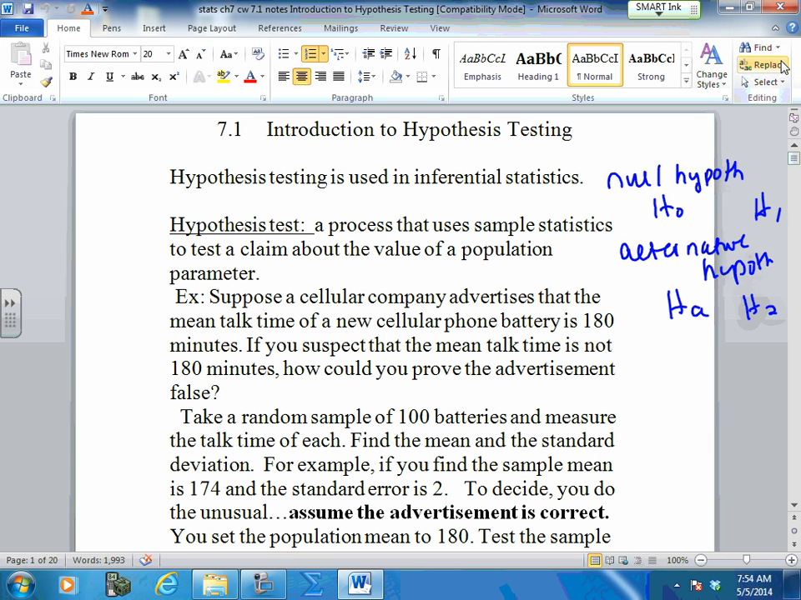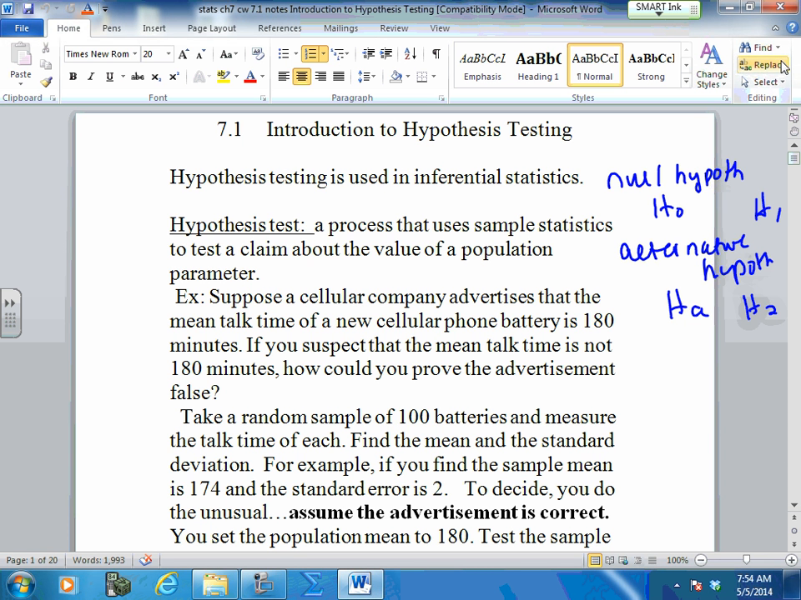Here's another good example. For instance, suppose the cellular phone company advertises that the mean talk time of their new cell battery is 180 minutes. You suspect that the mean talk time is not 180 minutes. That's 3 hours. You're not getting 3 hours out of your phone battery. So how could you prove this false? How could you challenge this?